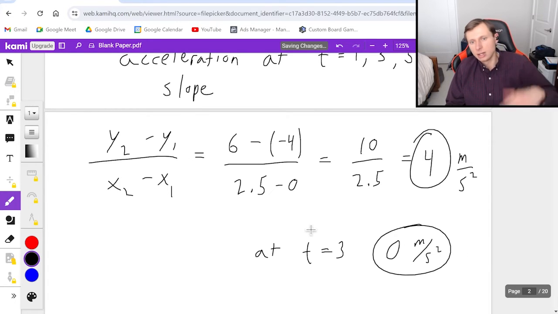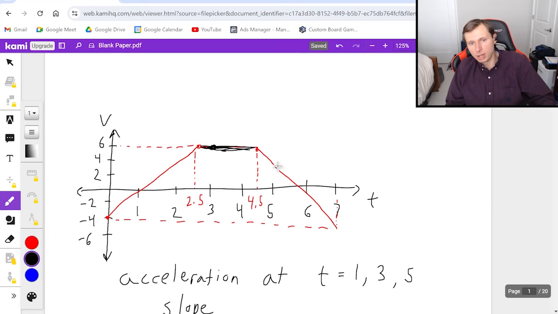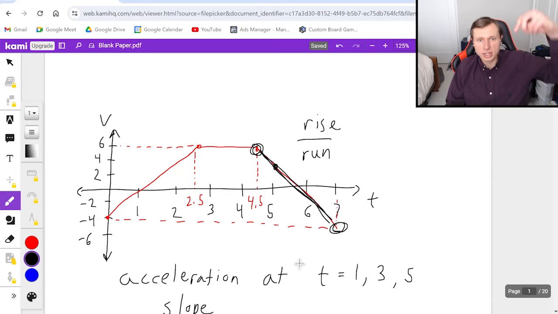And then finally, for 5, what's the slope of this line segment right here? Well, we got to do either rise over run or y2 minus y1 over x2 minus x1. This time, I'm going to show you how to do rise over run because it is the faster method. The rise, starting from right here and ending from right here, we are going down from 6 to -4. You are going down 10 units. 6 plus -4, down 10, meaning the rise is -10.